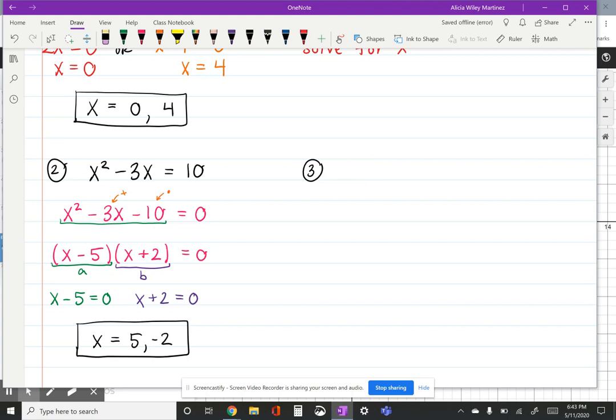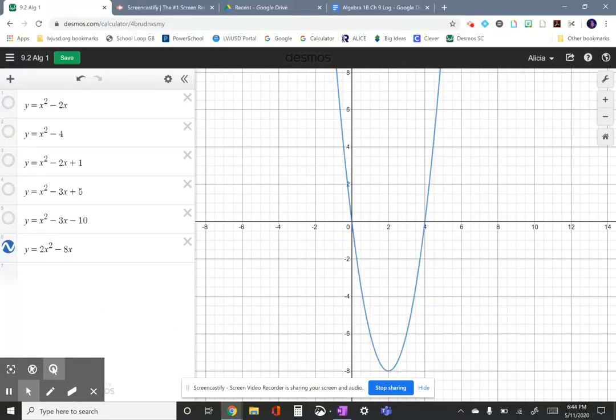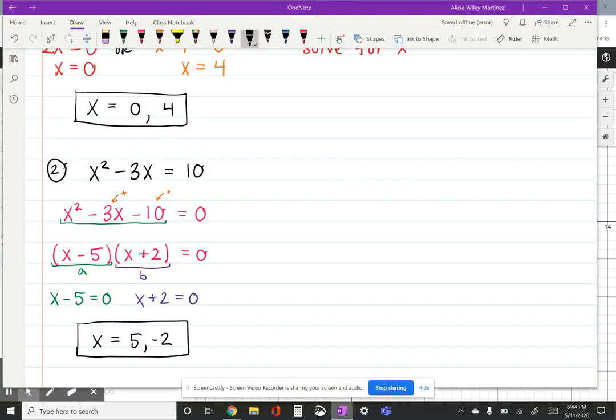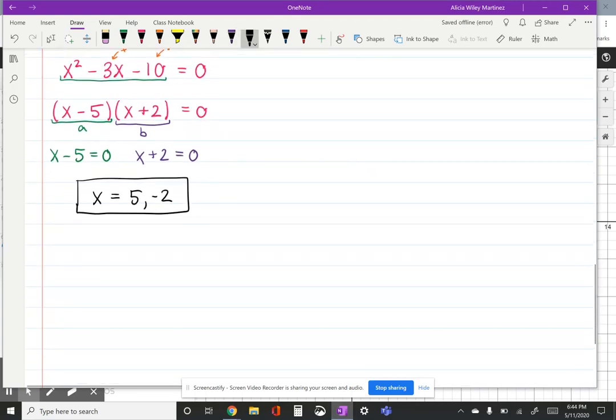I'm going to put two more examples here for you to try. Let's look at two more examples here for you to try, not only putting them into the standard form set equal to 0, but also the factoring portion of the problem.